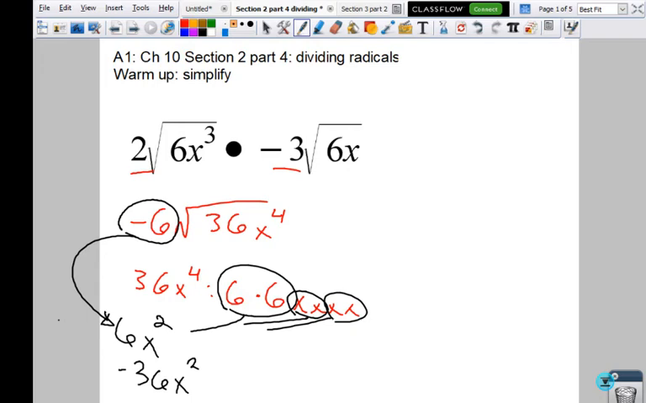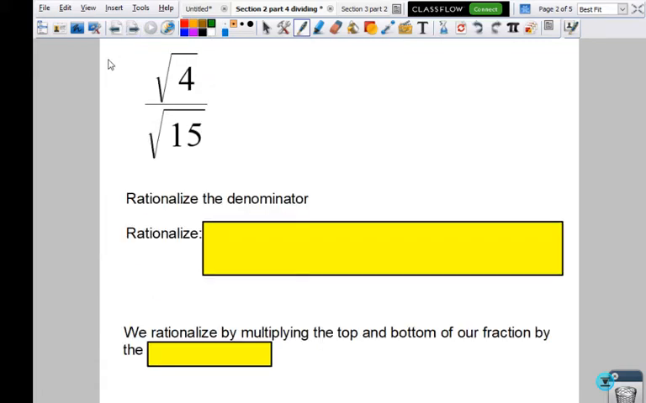So this is our last part of section 2. This one takes forever. I try to squish it together, but for whatever reason, it always ends up taking like 4 days. So this is the last one. We're still going to do stuff with square roots after this section, but they're going to be different. We're going to add and subtract and do a few other things. They're not going to be quite as annoying as this. So today we are going to be rationalizing fractions.